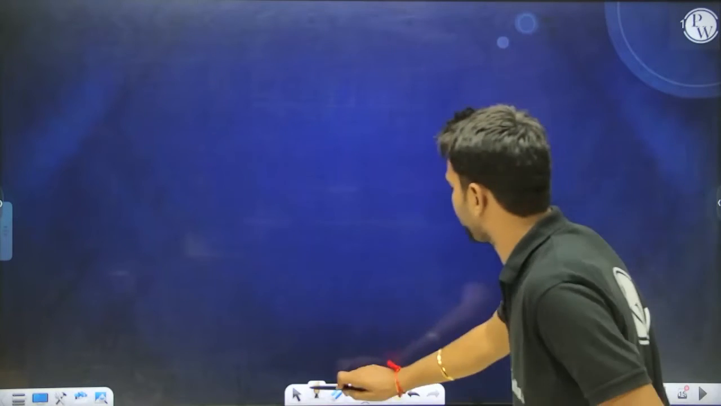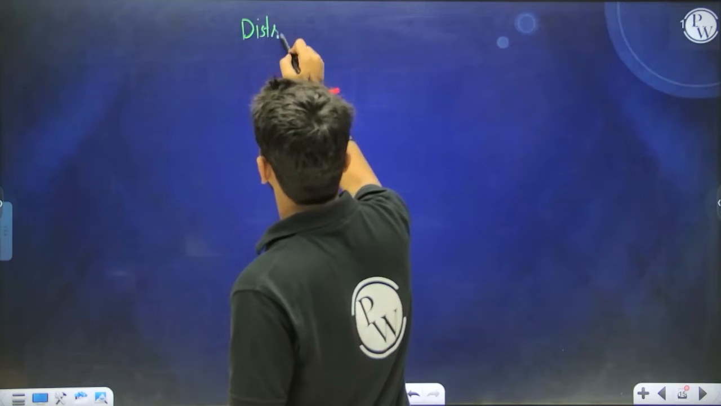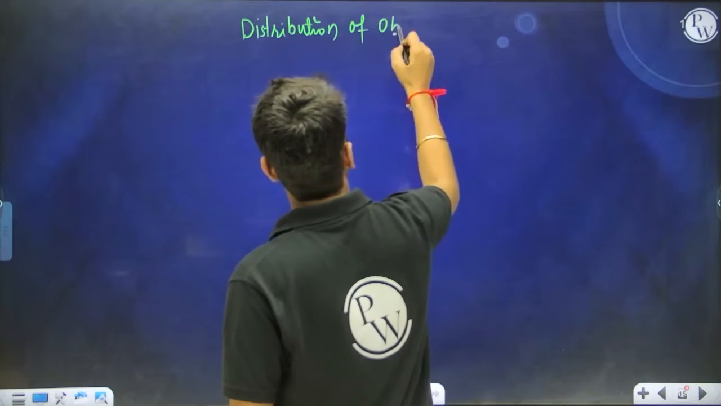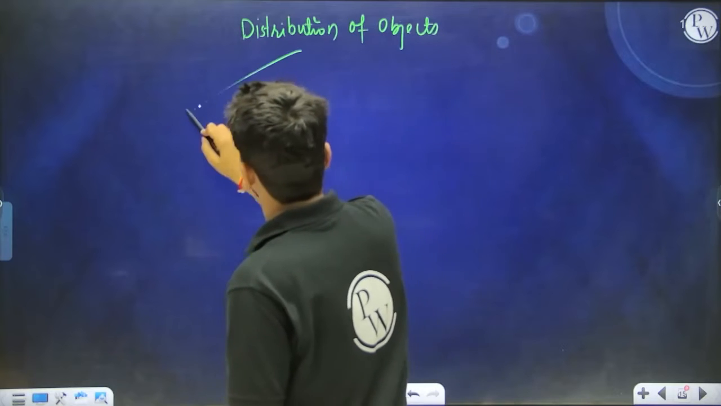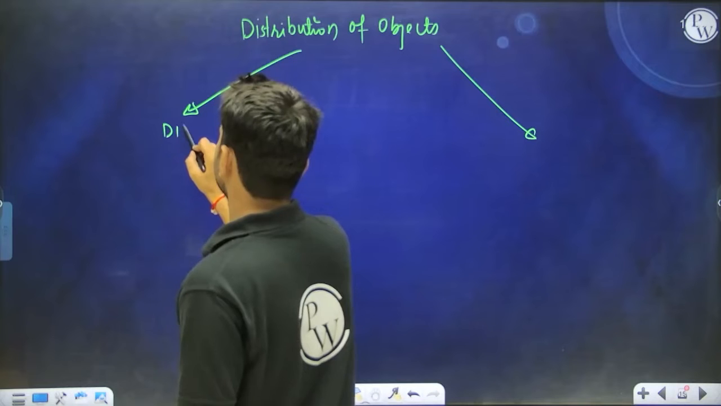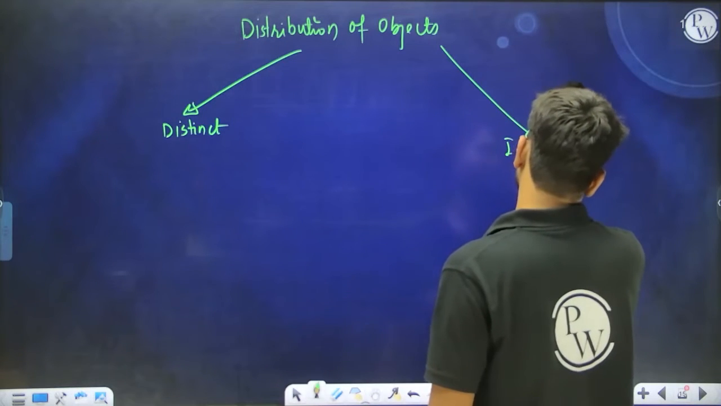Now talking about distribution of objects. Again, there are 2 varieties of distribution of objects. One is distinct objects and another one is identical objects.